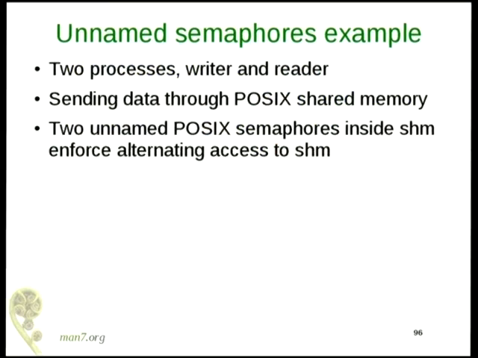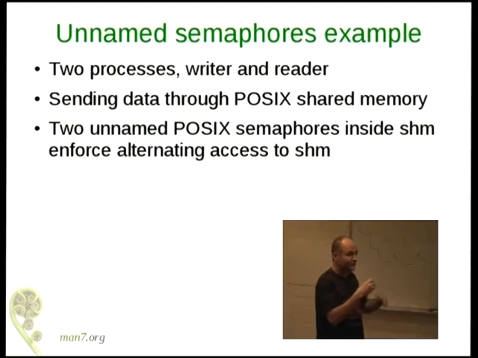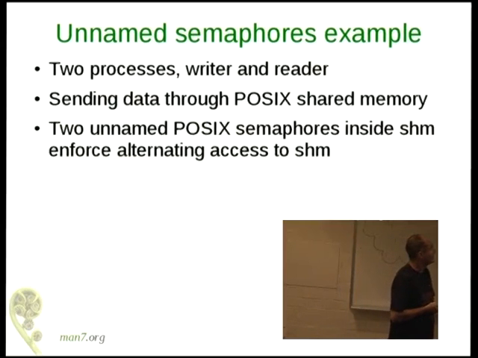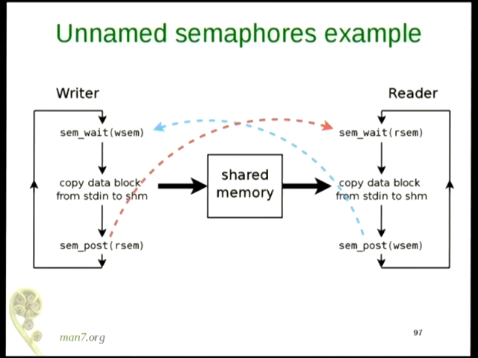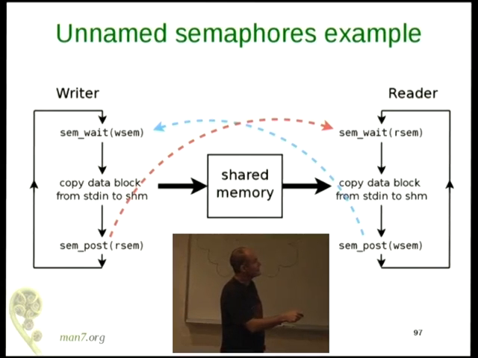So, an example of how you might use semaphores, if you tried to use shared memory as a kind of pipe, you could have a reader and writer and implement this sort of scenario where I've got a writer here that is reading data from somewhere else, writing into the shared memory, and another process which is reading from the shared memory, copying that data out and perhaps writing it.